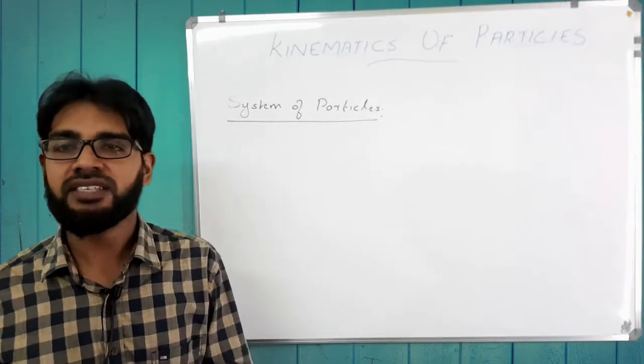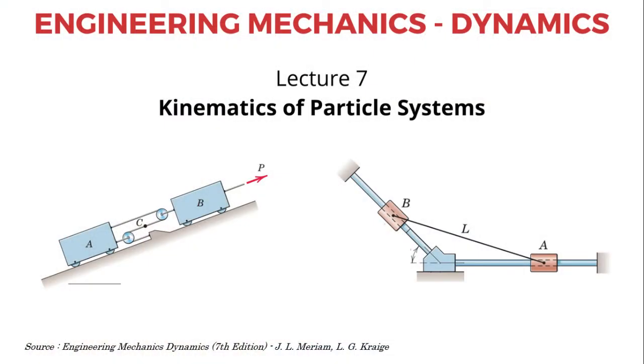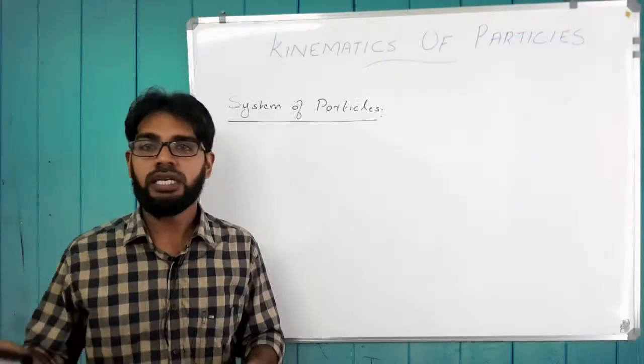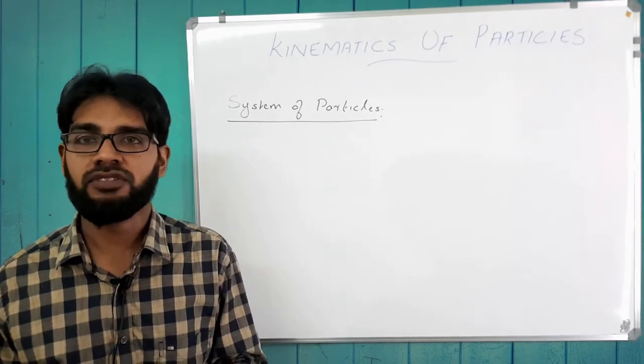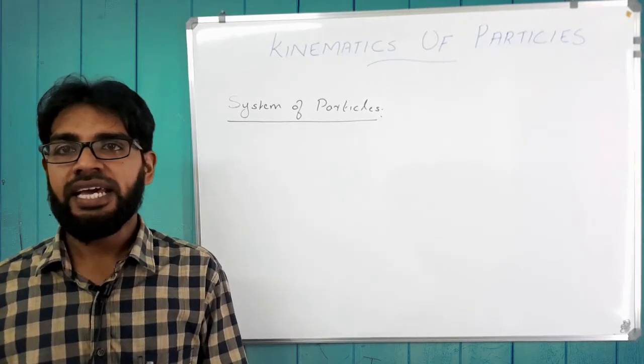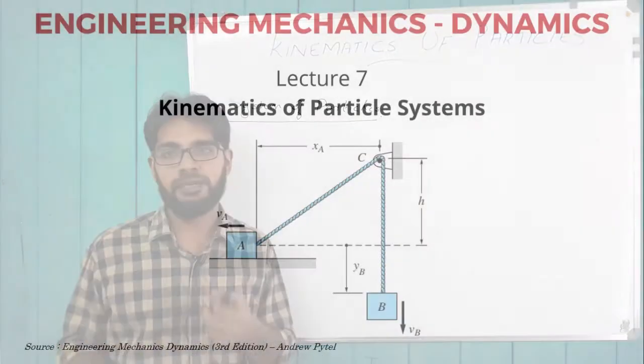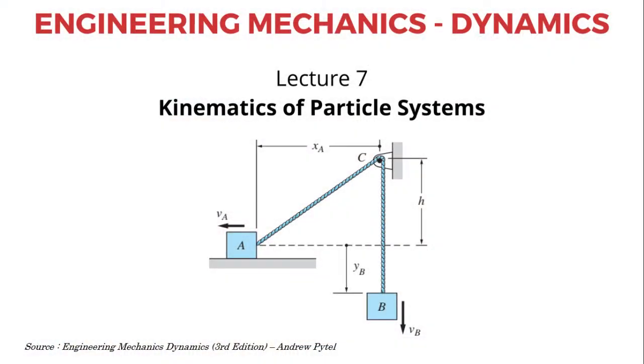So, here are some of the examples of constrained motion for a system of particles. In all these cases, it is necessary to account for these constraints in order to determine the respective motion of the particles. Let us consider an example to get a better understanding. There are two blocks A and B connected by an inextensible rope that passes over a fixed peg at point C as shown in this figure.